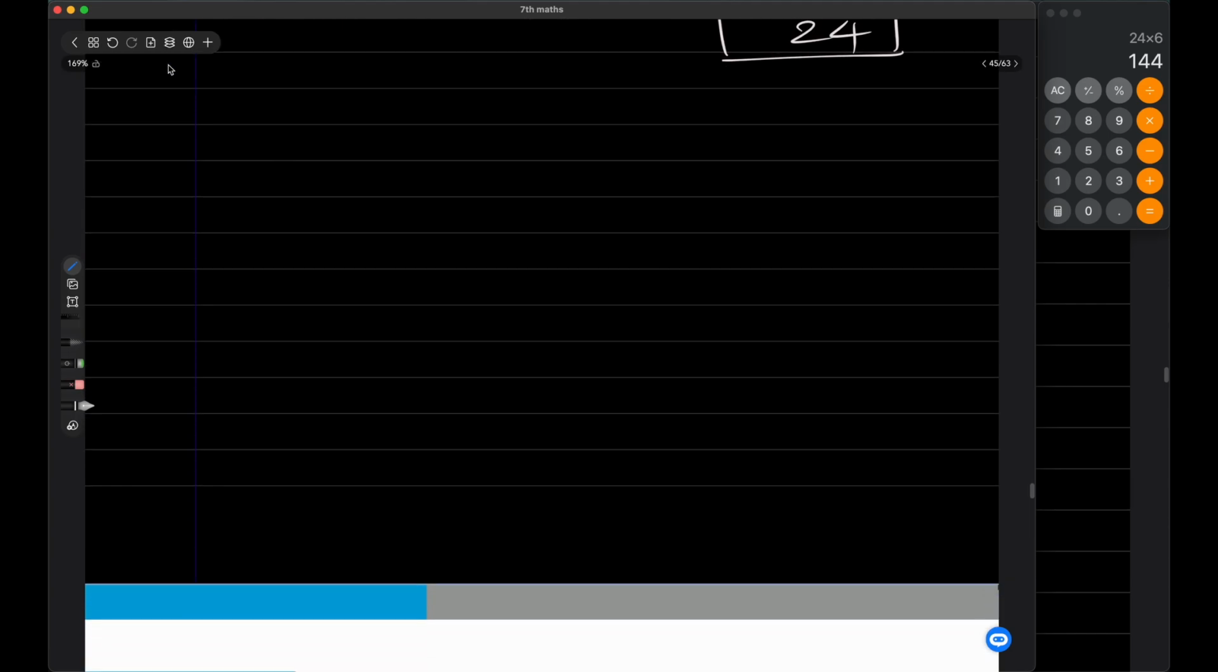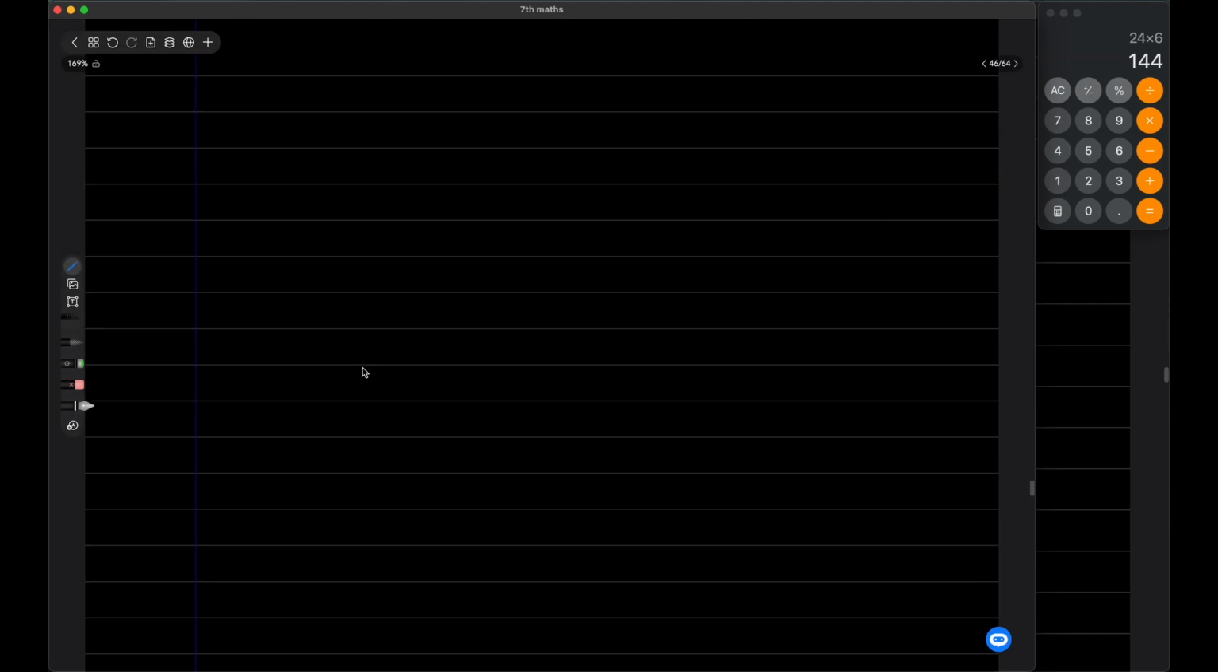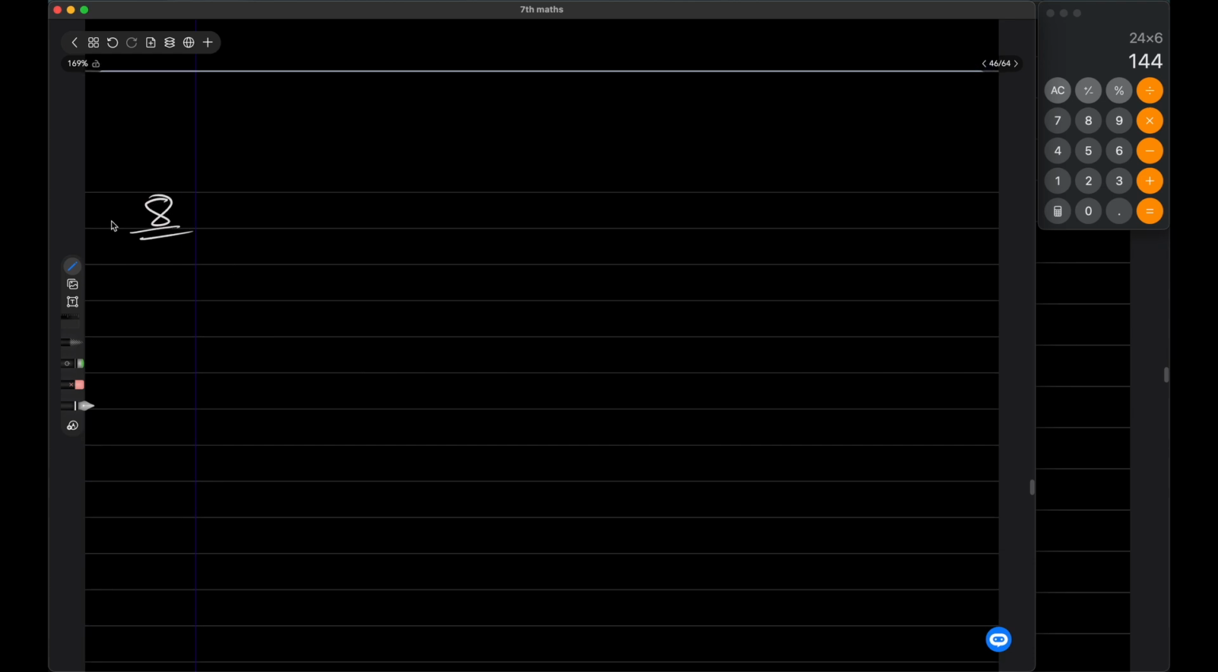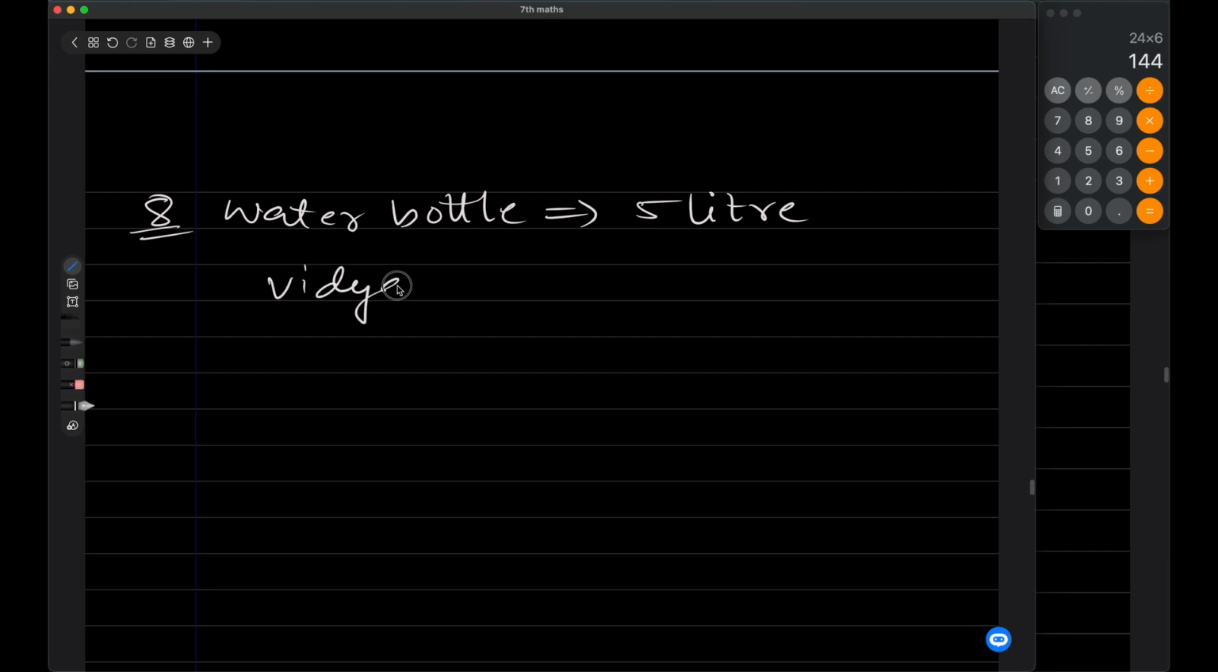Now we have last question, that is question number 8. Question number 8 says that Vidya and Pratap went for a picnic. Their mother gave them a water bottle that contained 5 liters of water. Now Vidya consumed 2 by 5 of total water, and Pratap consumed the remaining water.